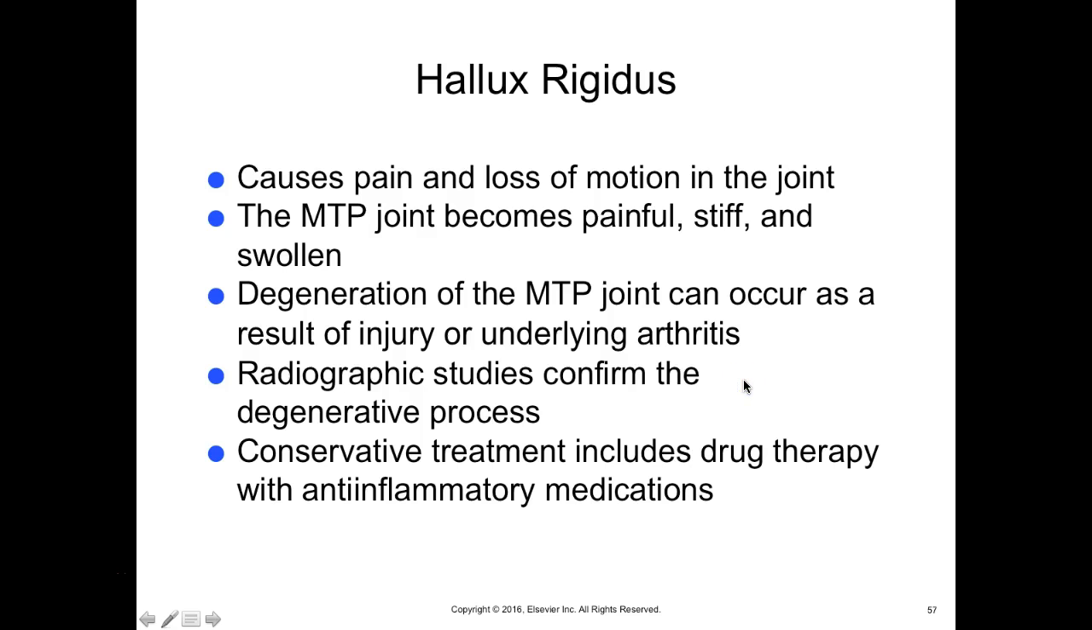Hallux rigidus causes pain and loss of motion in the joint. The MTP joint becomes painful, stiff, and swollen. Degeneration of the MTP joint can occur as a result of injury and also underlying arthritis. So we do x-rays to confirm the degenerative process. And then conservative treatment includes pain medications and anti-inflammatory drugs.